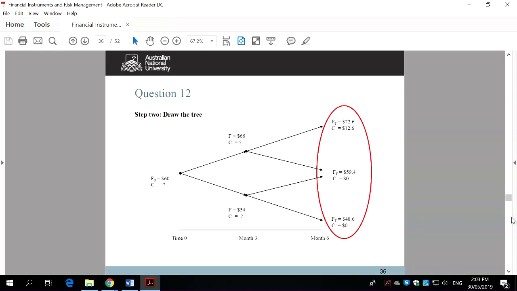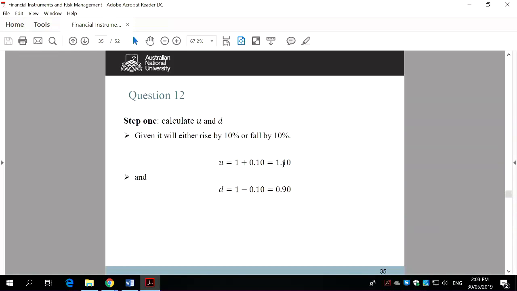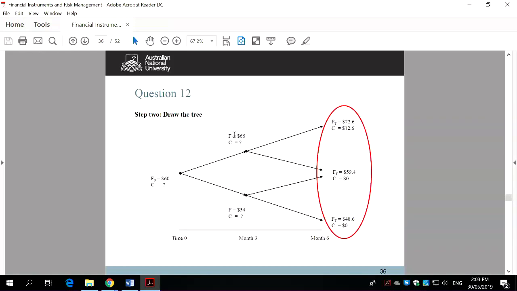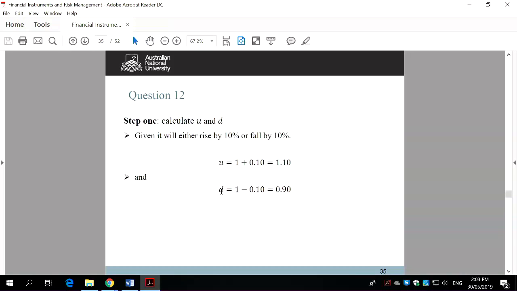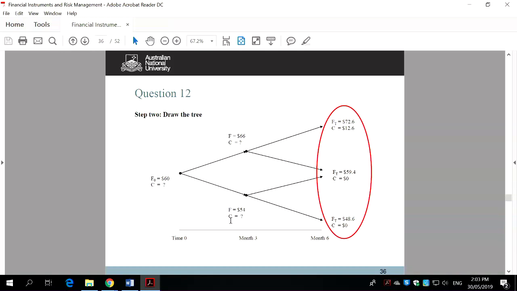Once we have the proportional increase and decrease, we are able to draw the binomial tree. We take the current futures price, $60, and multiply by 1.1, and we get 66 here. Then we take the current futures price, $60, multiply by 0.9, and we get a futures price down here of 54. Basically, you repeat the same process to complete the binomial tree.